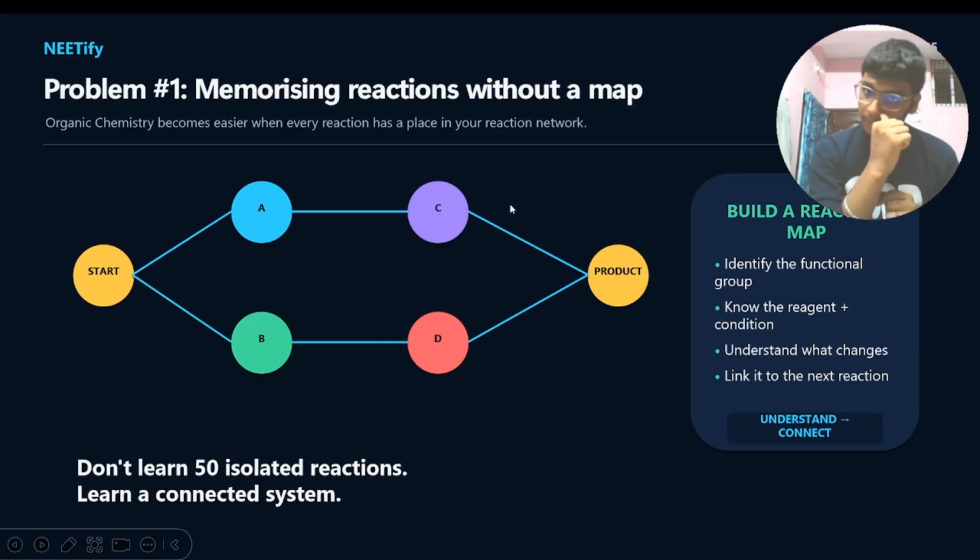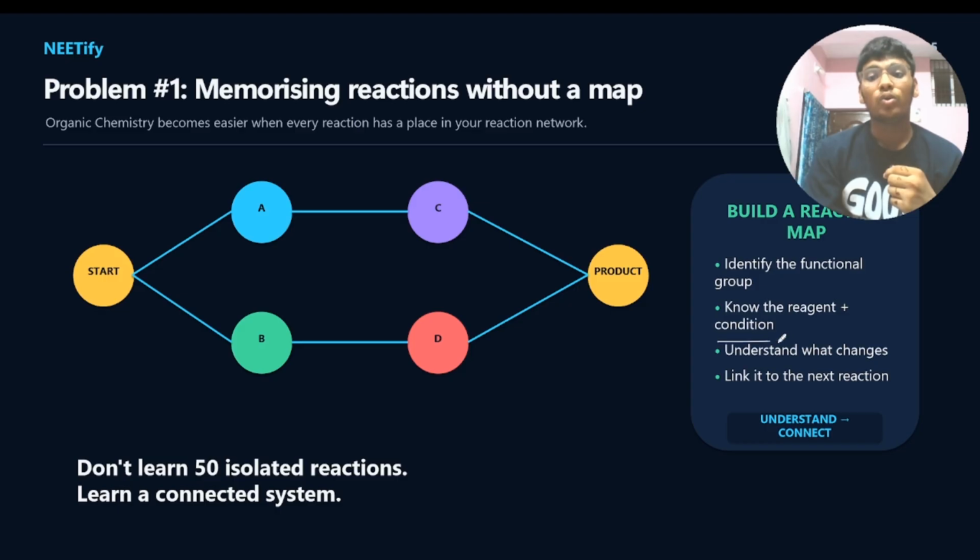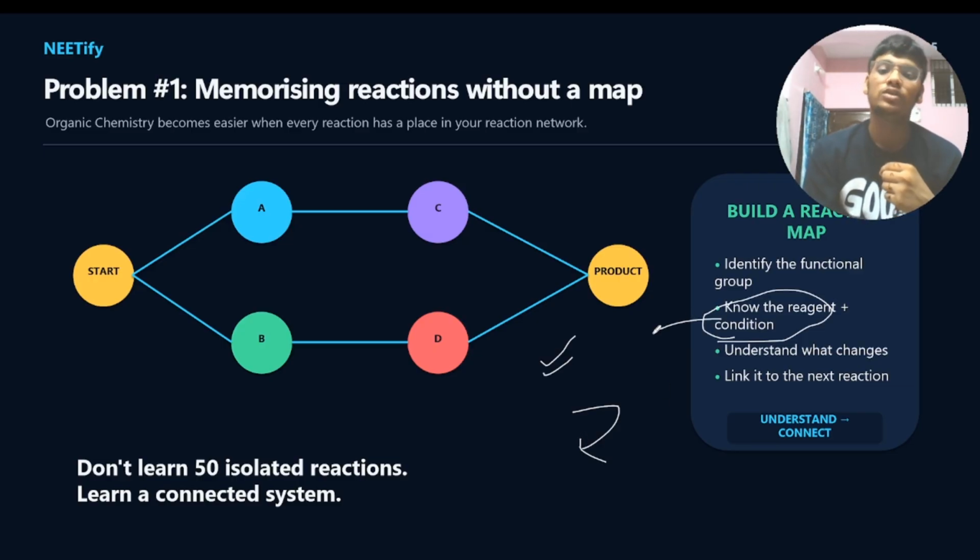And some people, if they see a question of organic chemistry, skip it immediately. You should not do that. Build the reaction in your mind. If you see a conversion, first identify the functional group and know the reagent. We should know the reagent and conditions, then understand what changes happen, and then give your answer. This is the final result.